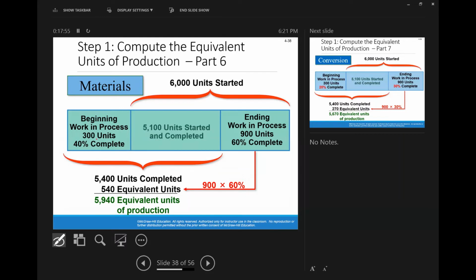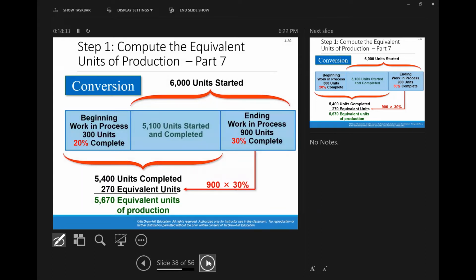Okay, and then we have 5,400. So we're going to do our units complete, which was 5,400. So we had our beginning work in process. If you go back to the table, it had the 300 times the 40%. And then we had the 51 units that we started and completed. So 5,400 comes out, and then we calculate it based on that ending number, not the beginning, the ending, to calculate the equivalent units. So we add those, so it's 5,940. So this is basically what we just looked at on that other table. It's just breaking it out a little differently to help you understand where the numbers are coming from.